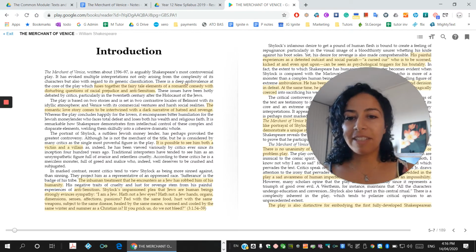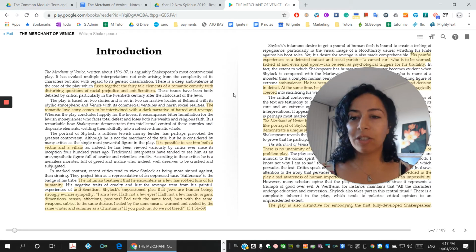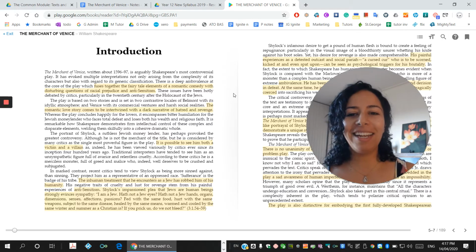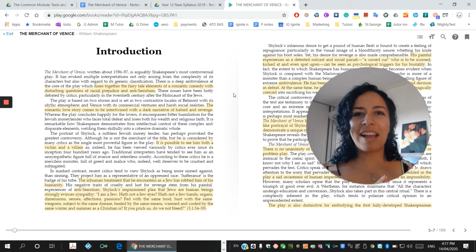What they've said here is there is a deep ambivalence at the core of the play, which fuses together the fairy tale elements of a romantic comedy with disturbing questions of racial prejudice and anti-Semitism. So there's even a paradox in the actual composition of this text. You've got this romantic comedy of these lovers alongside a tale of prejudice and anti-Semitism, and with the whole pound of flesh, it's very violent, and there are a lot of things that don't fit into that romantic comedy structure.